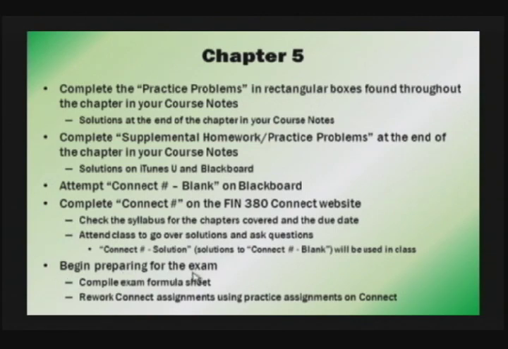You should begin preparing for the exam early. Create your exam formula sheet as you go. Don't wait until the end. Do it as you complete each chapter. And remember that after the Connect assignments are due, we repost them for additional practice, so you may work them multiple times to help you prepare for the exams.